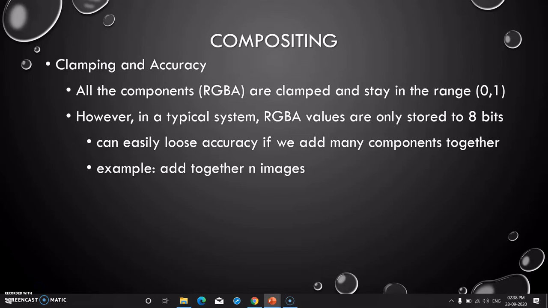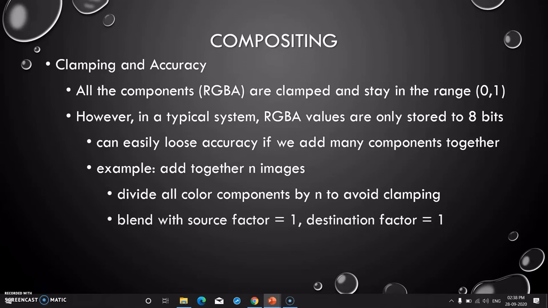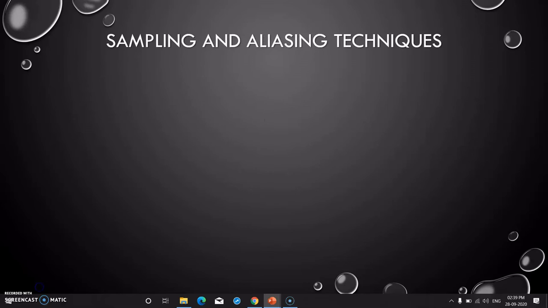Now, if we are adding together n images, we divide all color components by n to avoid clamping. We divide altogether by n, separate it, and blend with source factor equal to 1 and destination factor equal to 1. But division by n loses some bits. This we always know: while dividing and separating, some bits will be lost.